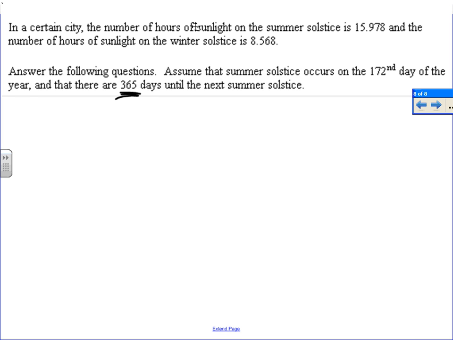Now, the best way to look at this is to try to figure out a graph here. The first question is going to ask you to find a sine function in this form. So let me write the form out here. y equals a times the sine of omega x minus phi, and then plus b.